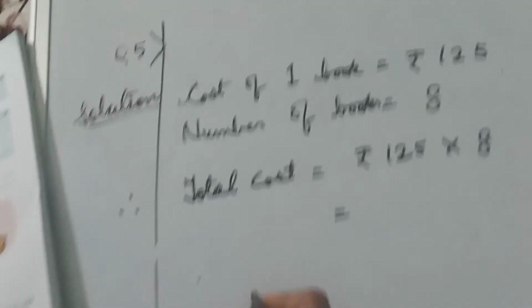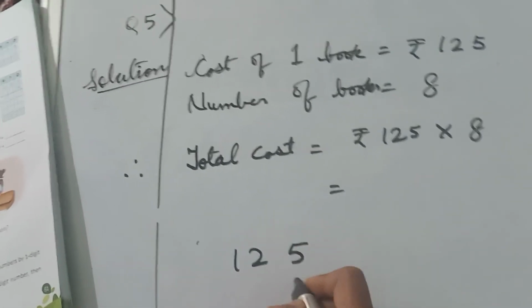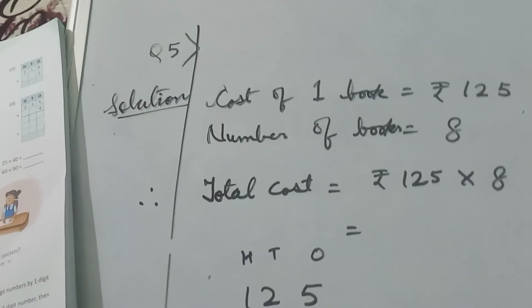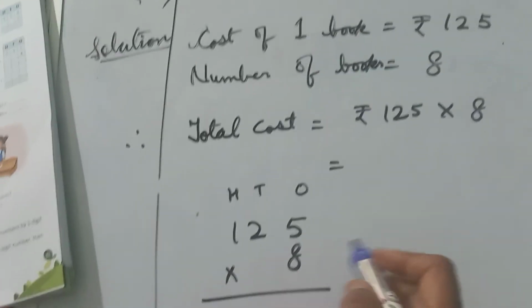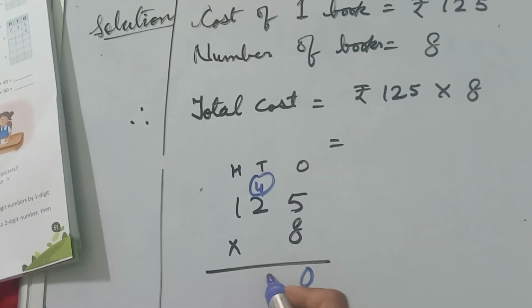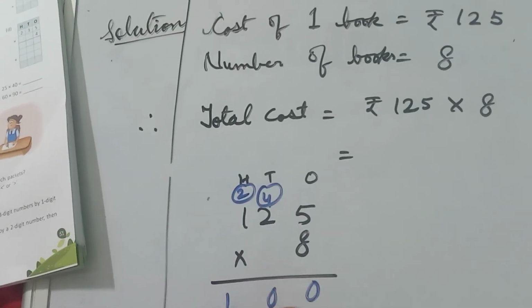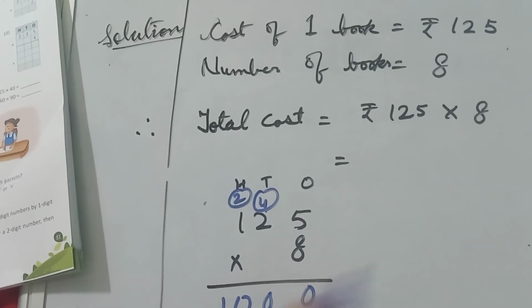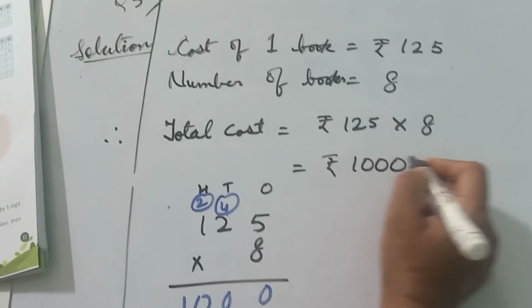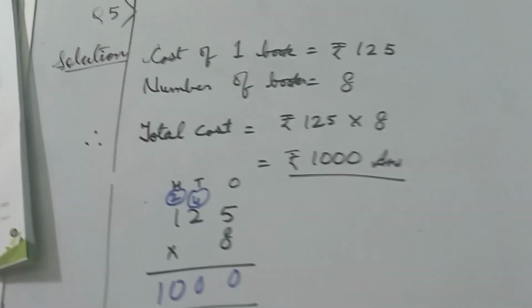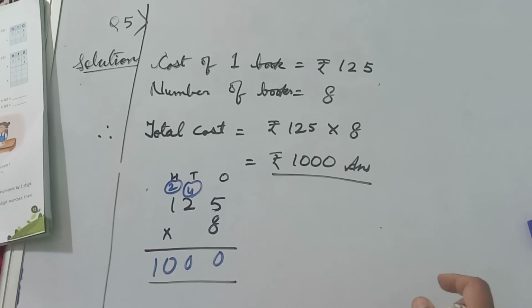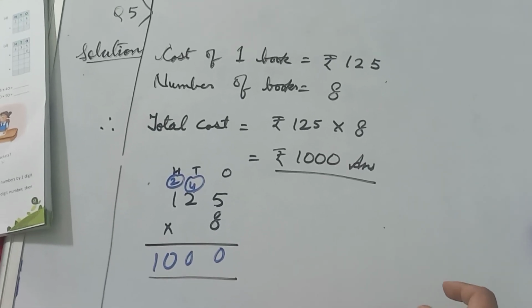So children, do this multiplication. 125 multiplied by 8. And here 1s, 10s, 100. Okay. So children, 8 5s are 40. Here 0. Here carried 4. 8 2s are 16 plus 4, 20. 0 carried here 2. 8 1s are 8 and 2, that is your 10. So children, total cost will be rupees 1000 only. So this is your answer. So in this way you have to solve your word problems. That is question number 5 and 6. Similarly, you solve your question number 6 and 7 also.